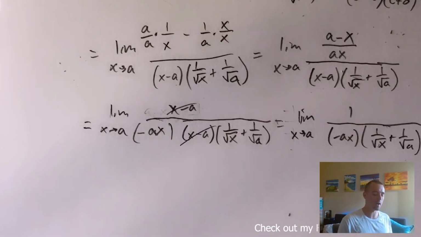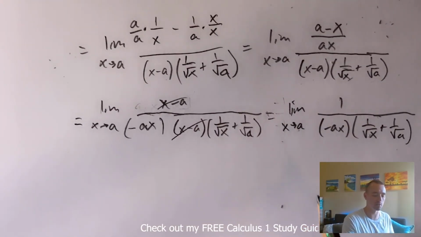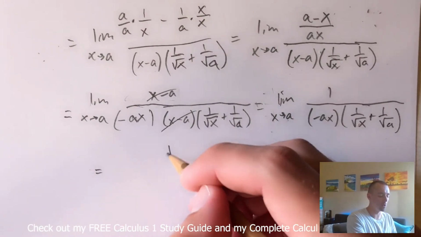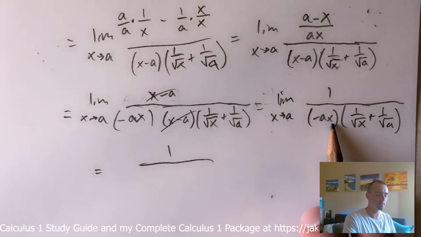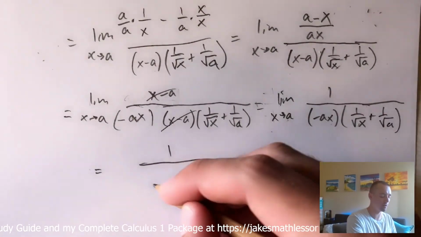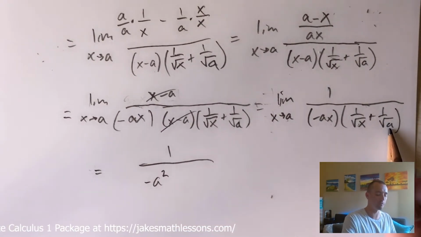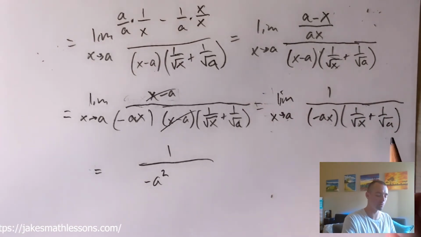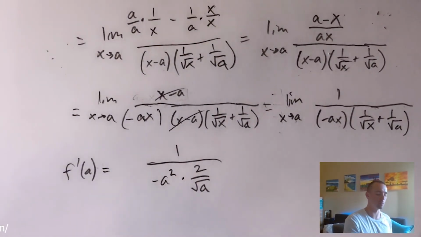Well, now, what happens if we just plug in a for x, like I initially suggested we might be able to do? If we do that, we're just going to get still 1 on the numerator. Our denominator is just going to become negative a times a, which is a squared, times 1 over the square root of a plus 1 over the square root of a, which is just 2 over the square root of a. And remember, this was equal to f prime of a back at the very beginning up here.